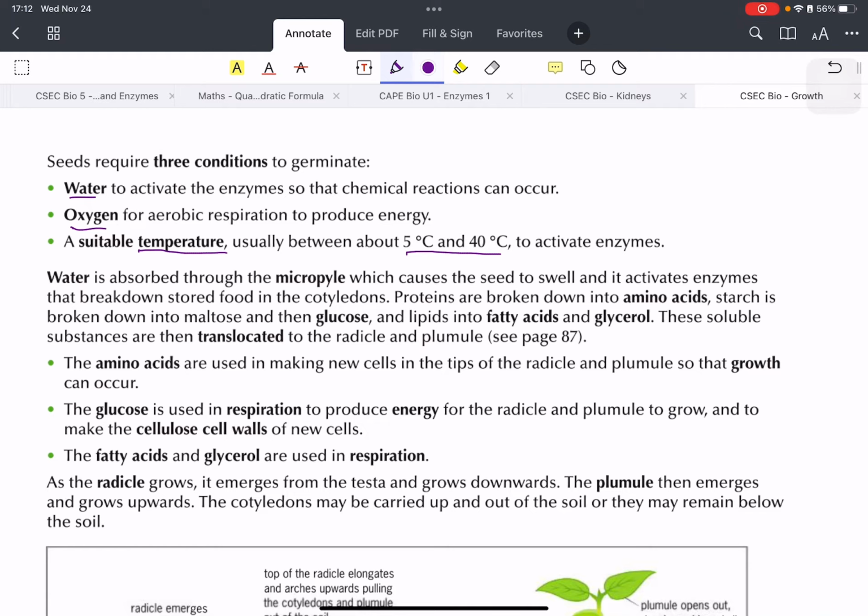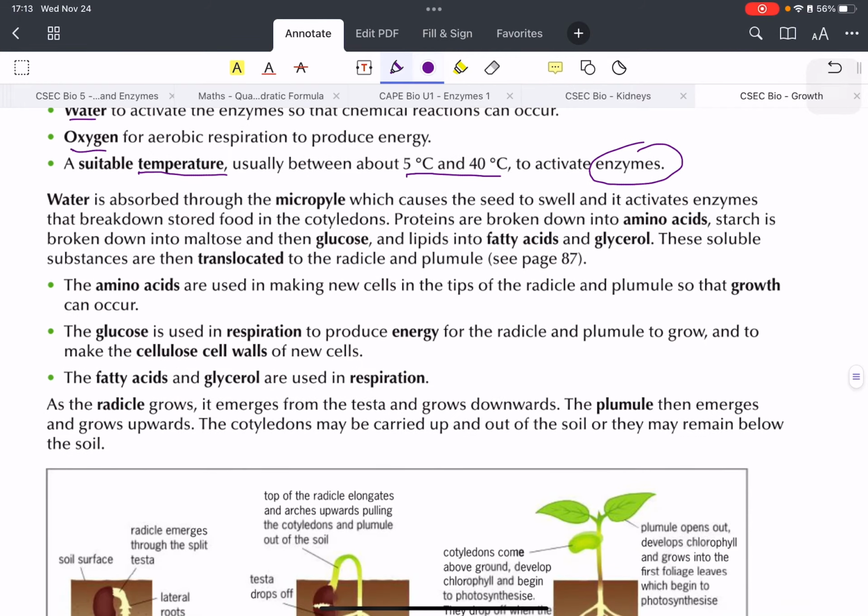Why? Because everything has enzymes, and we already did enzymes, and we said that enzymes require a certain temperature in order to work. If it's too hot, the enzymes will denature, and if the temperature is too cold, the enzymes will simply not work. Okay? So as we said, the water is absorbed through the micropyle, and it will cause the seed to swell, and more importantly, activate the enzymes.